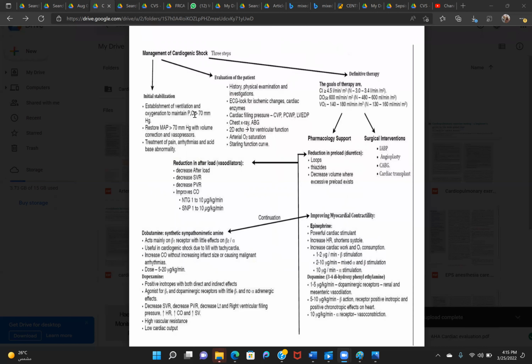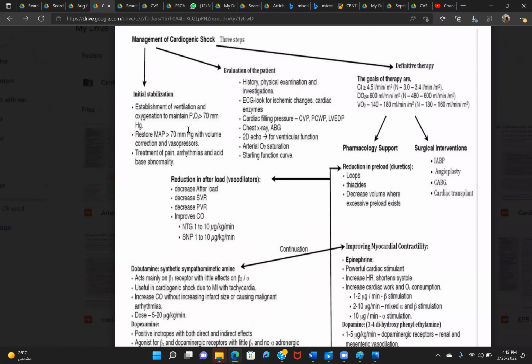Usually, what is this PaO2? More than 70 millimeters of mercury. What is PaO2? Partial pressure of oxygen in the arteries. And yesterday we discussed mixed venous oxygen. I was not able to see it nicely; it's not looking very clear. Anyways, restore mean arterial blood pressure to more than 70.